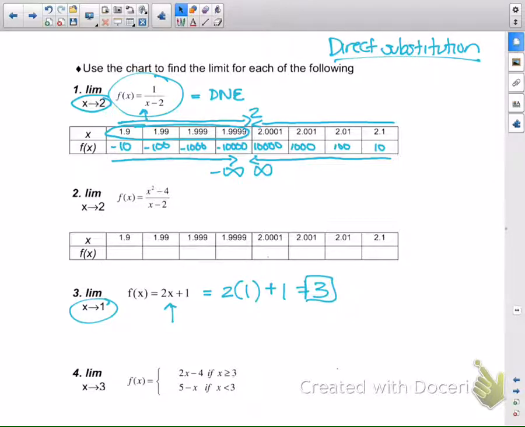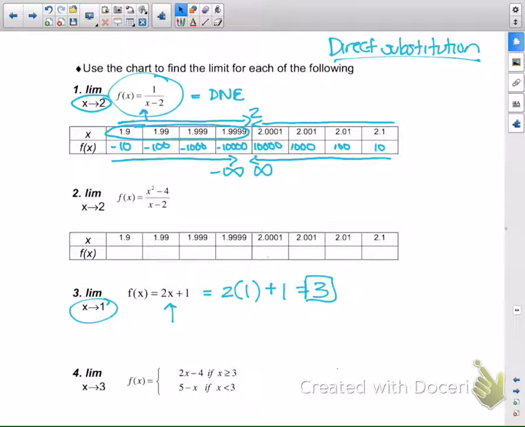DNE means they are going to different numbers. One is going to negative infinity, which is down. One is going to positive infinity, which is up. Therefore, our limit does not exist. Some of them, however, will get closer and closer and closer to the same number in the middle, which is what matters to us. Okay? So we're going to try that with number 2, and then we'll do quick direct substitution on the last couple.